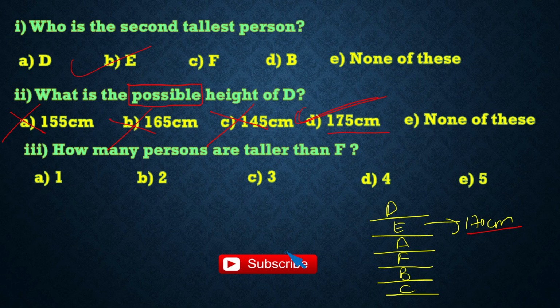How many persons are taller than F? 1, 2, 3. 3 persons. Correct option is C.